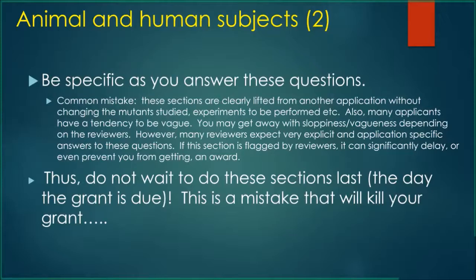And if it's like end-of-year money or places where the turnarounds have to be very quick because of certain financial deadlines, you might not get your grant if you don't have everything in place. So again, to belabor the point, do not wait to do these sections last on animal and human subjects. This is a huge mistake that, if you mess this up, will kill your grant. So again, do animal and human subjects one to two months out at least, so that you can make sure everything is incredibly specific for your application.